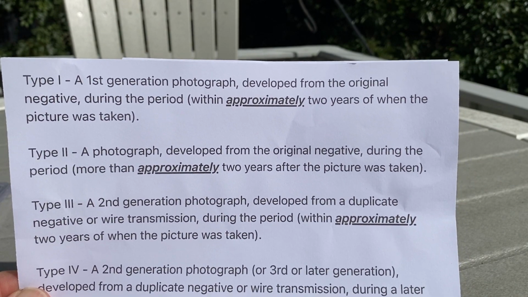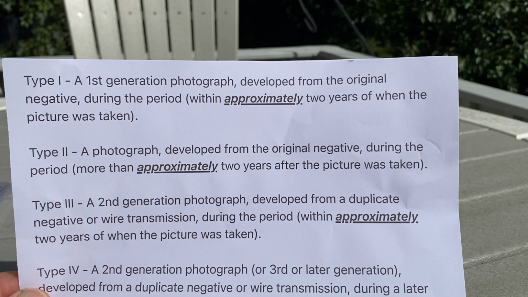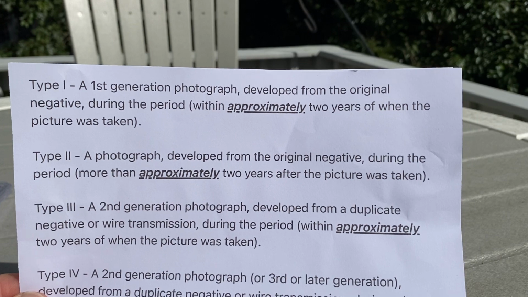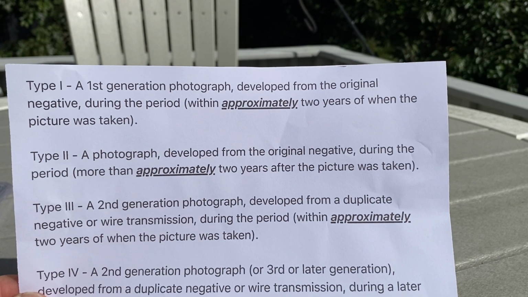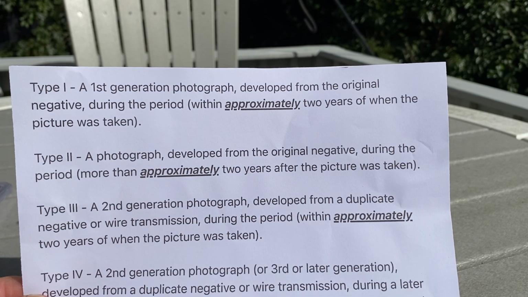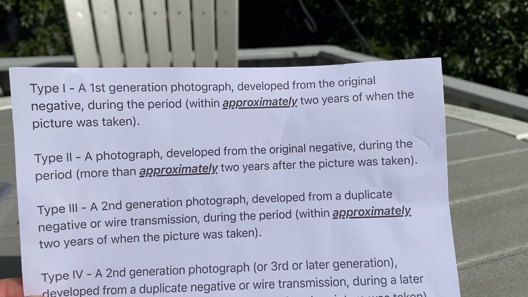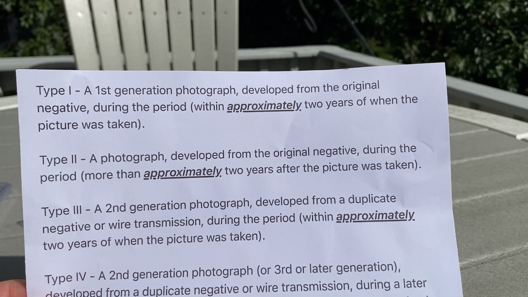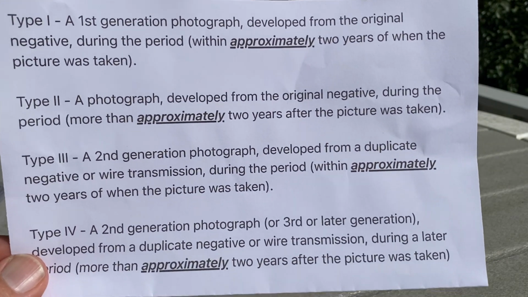Type 2 is a photograph developed from the original negative during a period of approximately 2 years after the picture was taken. So it's using the same negative that a Type 1 uses, but the time is 2 years and greater after that original negative was taken.